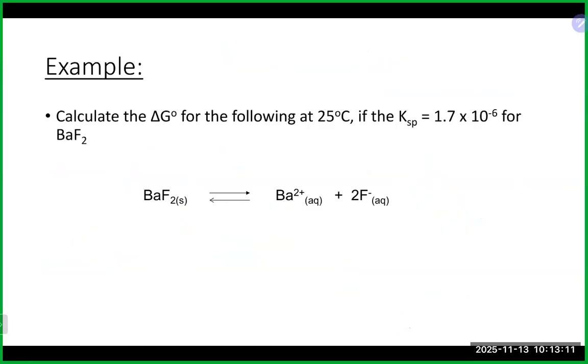All right, let's take a look at another one here. Calculate the delta G naught for this reaction here, if the Ksp is 1.7 times 10 to the minus.